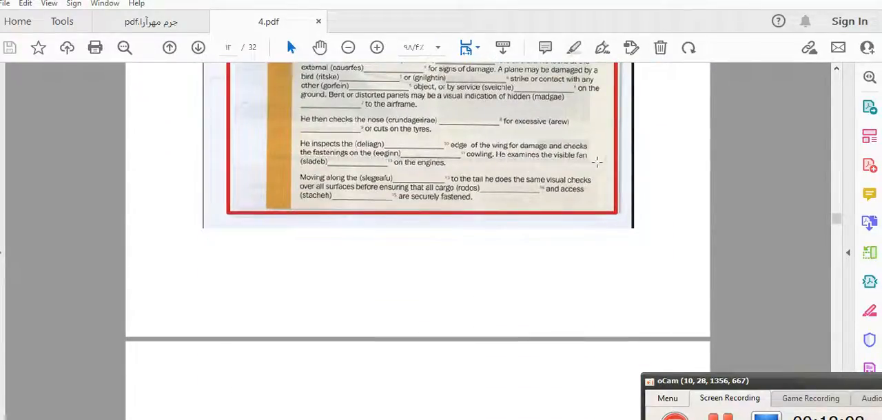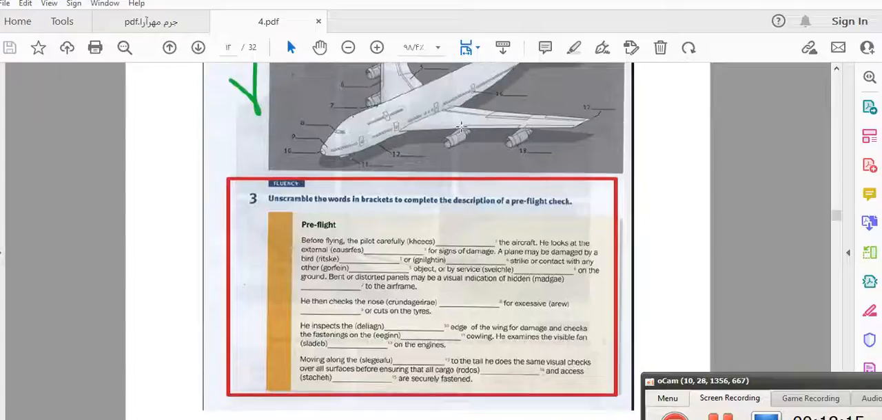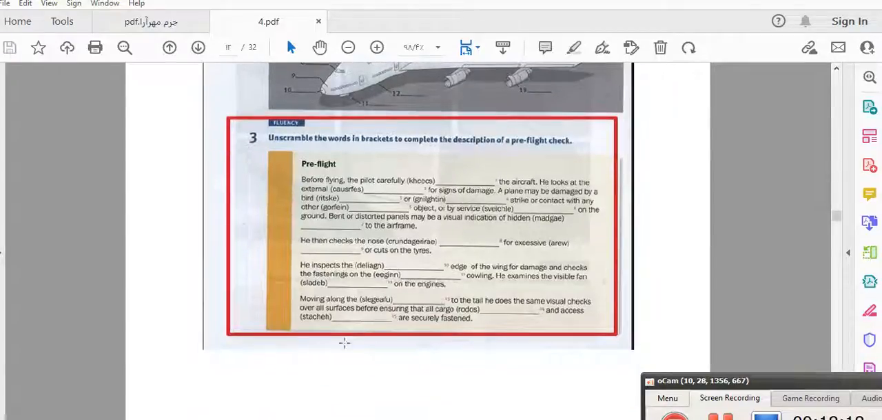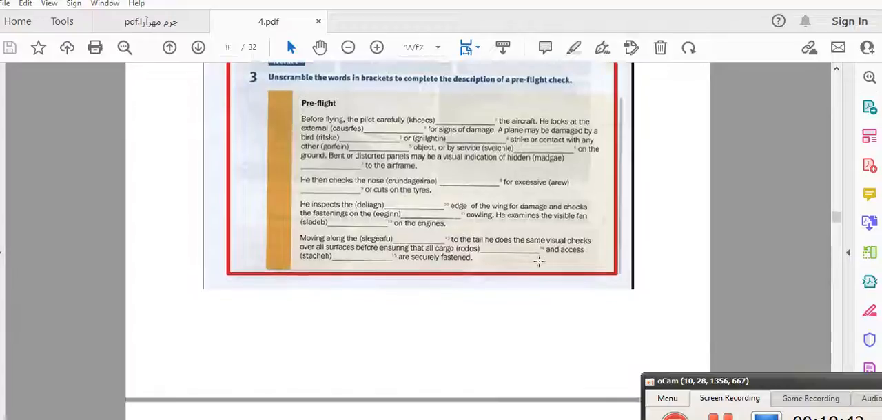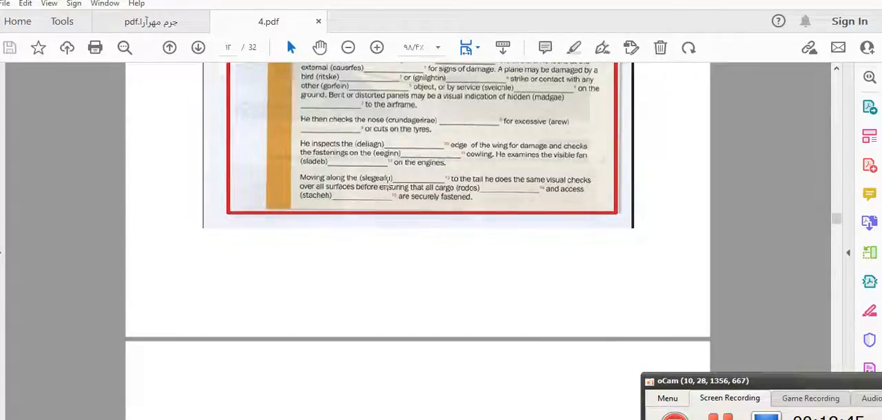Engine cowling. He examines the visible fan blades of the engine. Inside the engine, he checks them too. Moving along the fuselage to the tail, he does the same visual checks over all surfaces. This is the fuselage, the body of the airplane. He starts moving from the nose along the fuselage to the tail of the airplane in order to check all the parts.